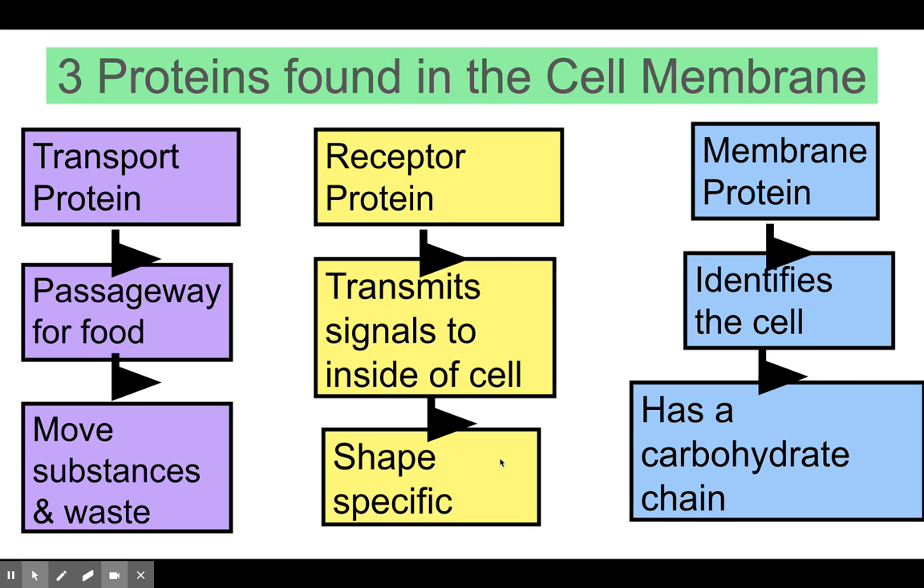It's also shape specific, meaning that's what helps the cell take its shape. The membrane protein helps identify the cell. So it also picks up on signals, but it identifies the cell. But the big thing that you need to recognize with membrane proteins is it has a carbohydrate chain.